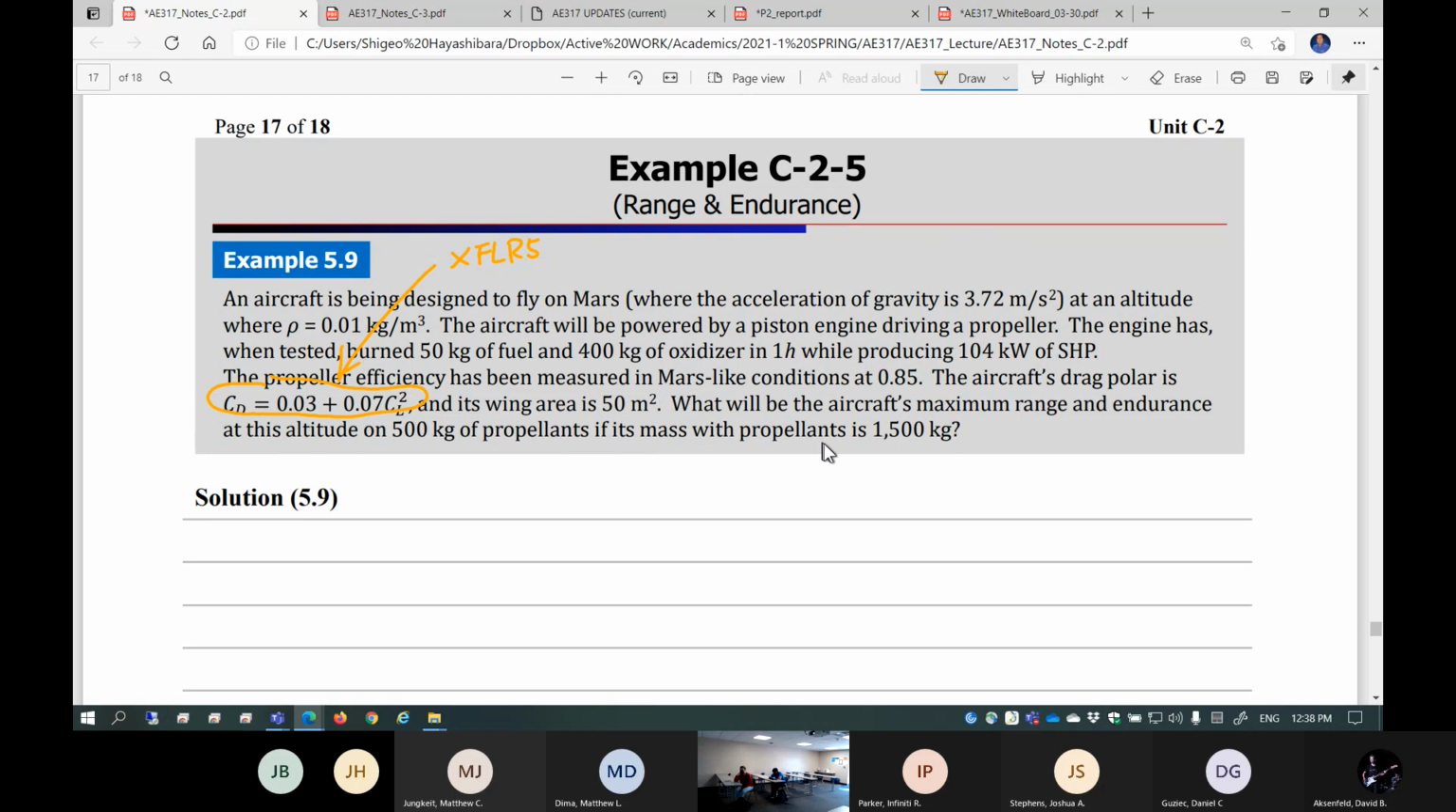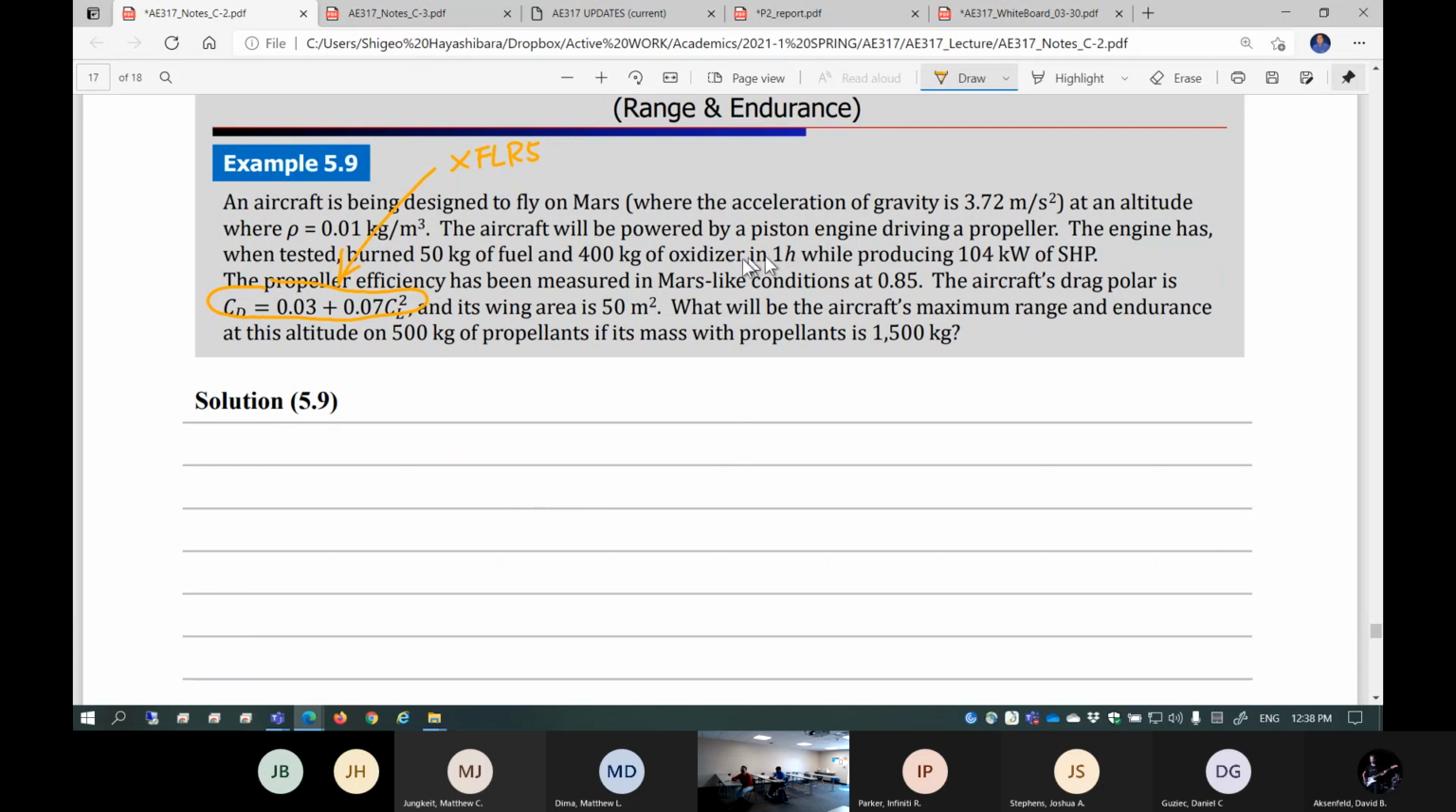If its mass with propellant is 1,500 kilograms. So 500 kilograms propellants and overall mass. Oh gosh, how come not weight? But anyways, this is kilogram mass. So multiply by gravity to get weight. Be careful, it's not weight, it's mass.